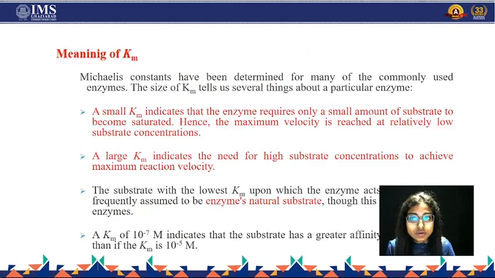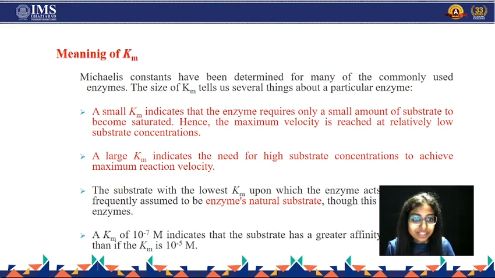The importance of the meaning of Km: the Michaelis constant has been determined for many of the commonly used enzymes, and the size of Km tells us several things about a particular enzyme. A small Km indicates that the enzyme requires only a small amount of substrate to become saturated. Hence, the maximum velocity is reached at relatively low substrate concentration. A large Km indicates the need for higher substrate.